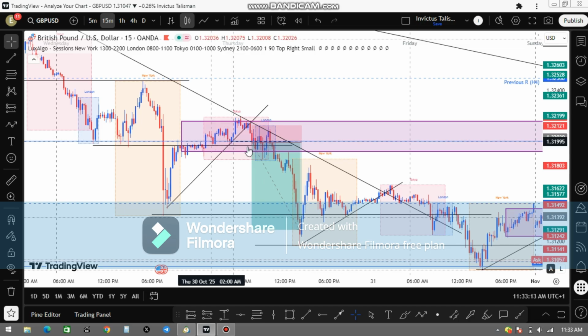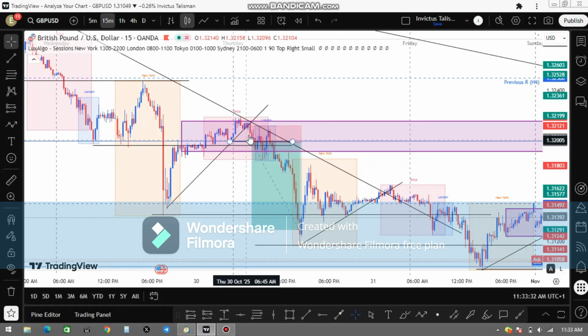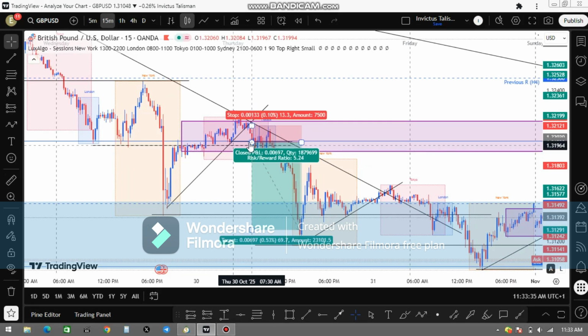This here is a market structure break because this was the last low that took out the previous high here. So when price breaks this low, it's an indication for me that the sell is about to start. And that was what happened there. Price took out this low and I was like, yes, it's about to start. So the moment I saw the break here, I hopped in on this sell.